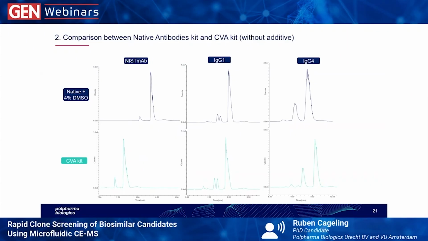However, the peaks are better resolved, especially the lower abundant ones. For example, in the NISTmAb sample, you would see that small peaks are visible as the second basic peak. And in the IgG1 and IgG4, you see that the lower abundant peaks are better separated, and they are better distinguishable from the baseline in this case.